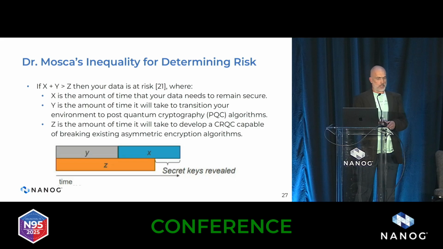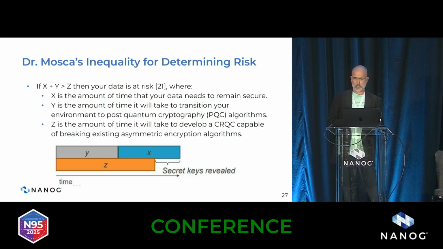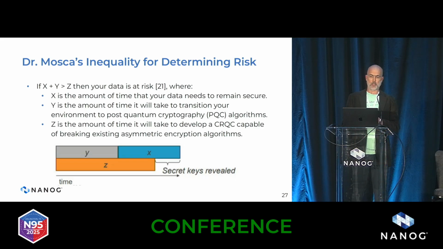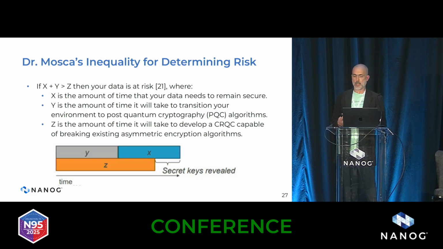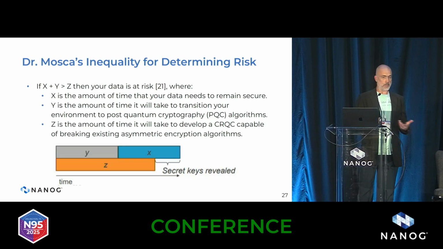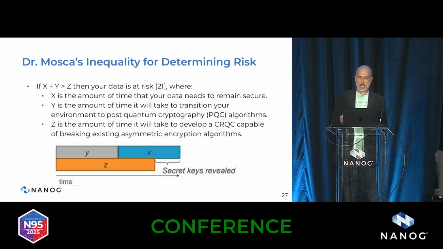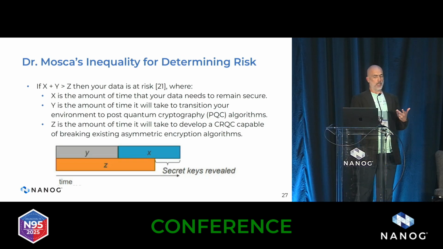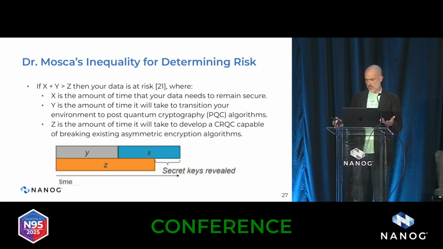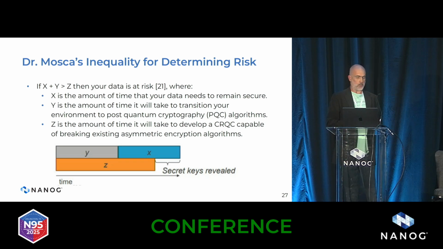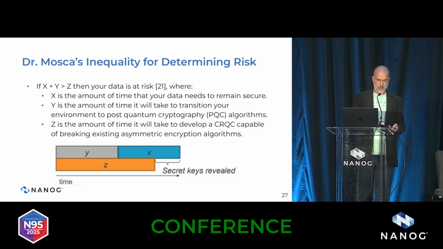This is Dr. Mosca's inequality for determining risk. It's a pretty straightforward way to guesstimate your exposure. X is the amount of time your data needs to be secure and should be known by us, or management, or risk management, or legal if you have those. Y is how long it takes to swap out all your old encryption, and you can estimate that. Whether it's you and a couple subject matter experts, you can get a feel for it. Z then can be messed with just to get a feel of exposure for your data.